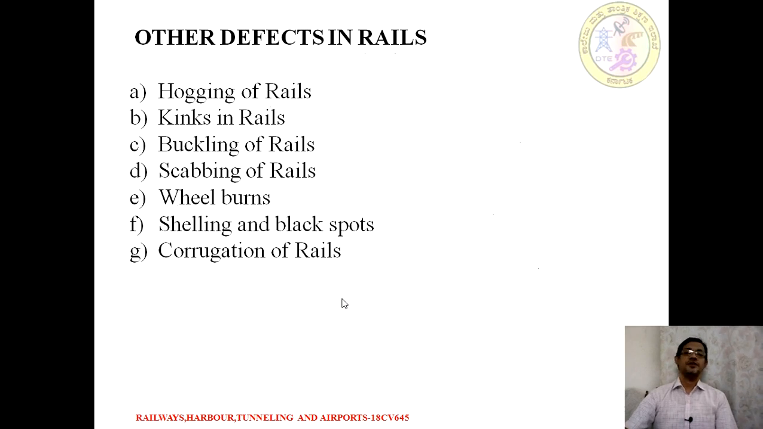Apart from wear, some more defects in a rail that we can expect are hogging of a rail, kinks, buckling of a rail, scabbing, wheel burn, shelling, black spot, and corrugation. These are other types of defects on the rail section, commonly observed in the track system.